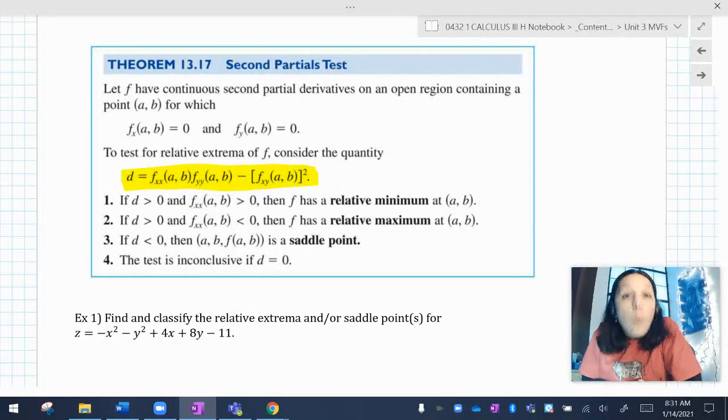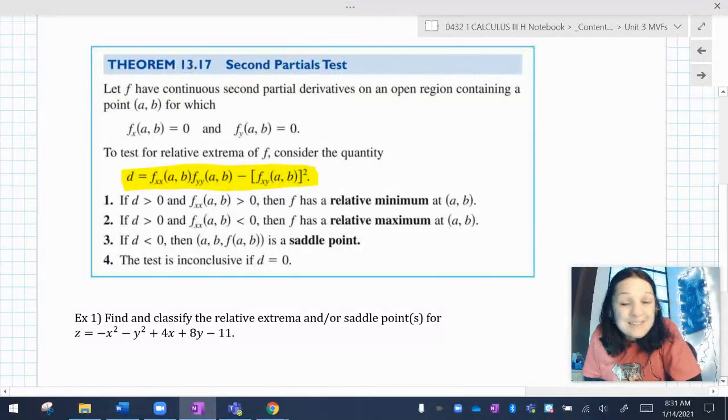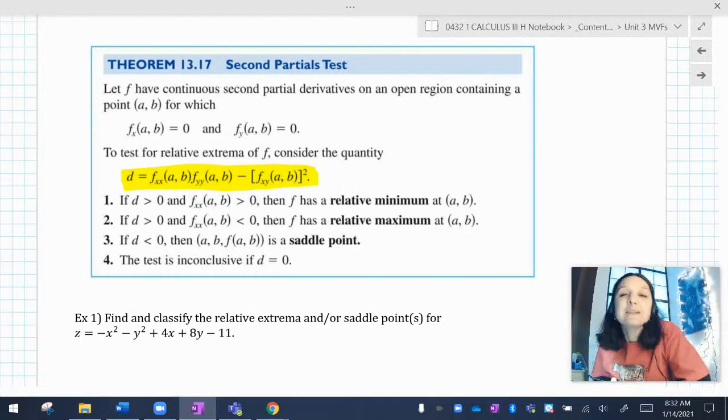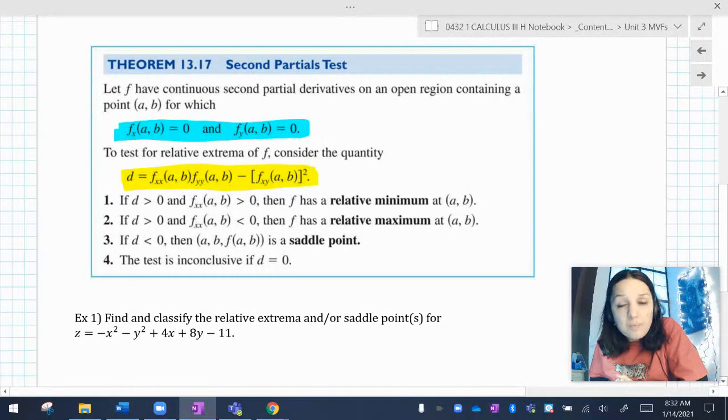Why, you may ask, do you do it this way? The answer lies in a Taylor series approximation to a multivariable function. And before you break into a cold sweat, I am not going to go into the proof right now on the video, though the proof does exist, and maybe I'll make another video, or maybe I'll find somebody else who already did and assign that later. All right, so if I have a critical point where the first derivatives both equal 0, I plug that critical point (a, b) into this D equation, and then I see what happens.